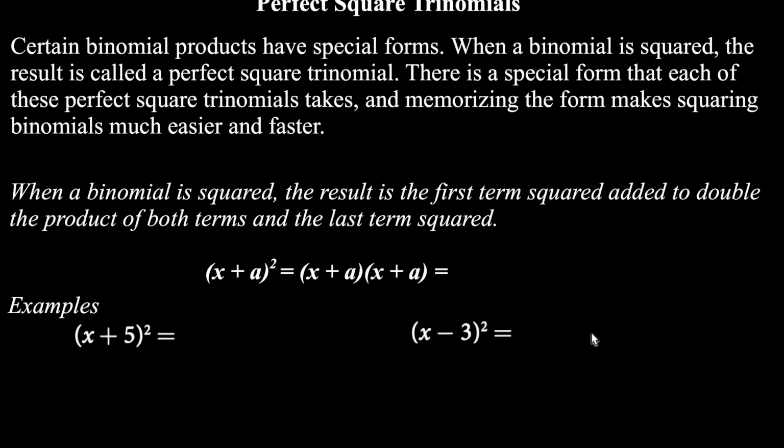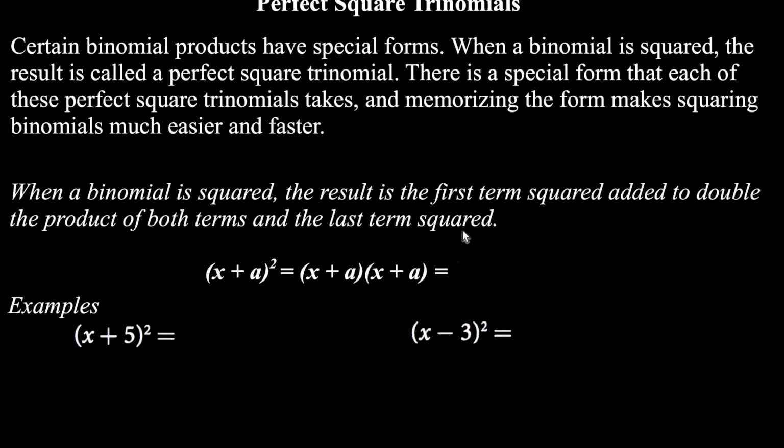So a couple of specific things that you need to be able to do. Sometimes we have binomial products that have special forms, and this is a special form called a perfect square trinomial. So when we square something like a variable plus a number, we're just going to multiply it by itself. It's a lot faster. Rather than using FOIL, there's actually a formula for doing that. So in italics here, it says when a binomial is squared, the result is the first term squared added to double the product of both terms and the last term squared.